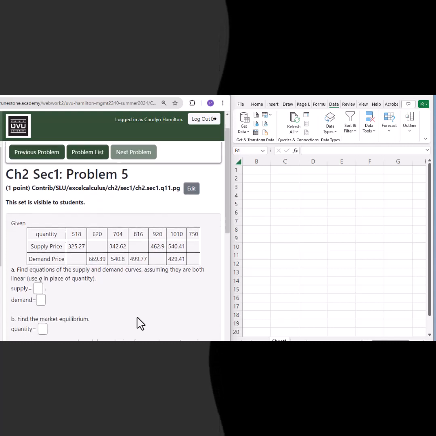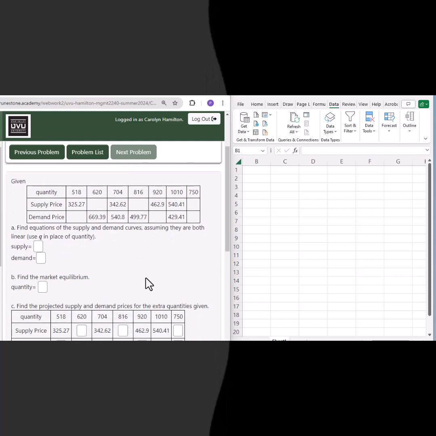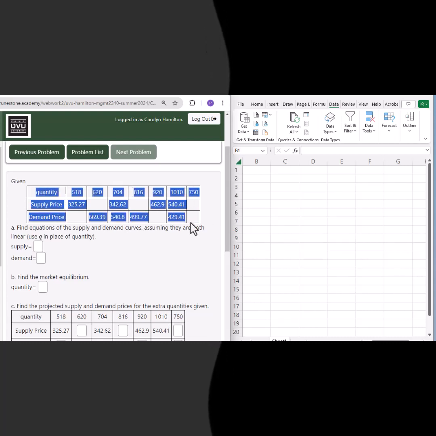In this problem, we are given some data and asked to find a supply function, a demand function, the market equilibrium, and then use the projected supply and demand prices, so the models, to fill in the missing values. And there's one extra value here of 750. Okay, let's bring in the data that we have.